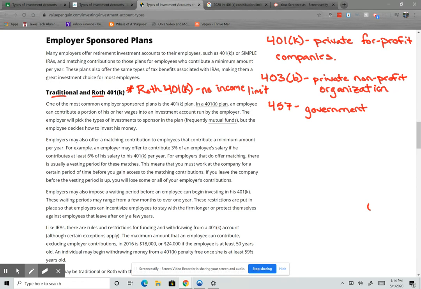For an IRA, you're limited to $6,000 per year, and we're just going to assume that you're under 50 here. For a 401k in 2020, the limit was $19,000. In 2016 it was 18,000. As years go on, it increases. So this is why it's really insane that there's no income limit on a 401k Roth, but there is an income limit on a Roth IRA.